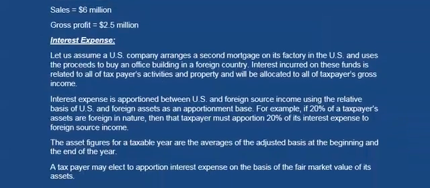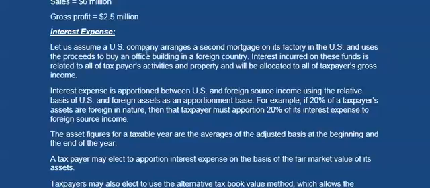Let's talk about interest expenses. Let us assume a USA corporation arranges a second mortgage on its factory in the United States and uses the proceeds to buy an office building in a foreign country. Interest incurred on these funds is related to all the taxpayer's activities and property and will be allocated to all the taxpayer's gross income. Interest expenses are apportioned between US and foreign source income using the relative basis of US and foreign assets as an apportionment basis. For example, if 20% of the taxpayer's assets are foreign in nature, then that taxpayer must apportion 20% of its interest expenses to foreign source income.